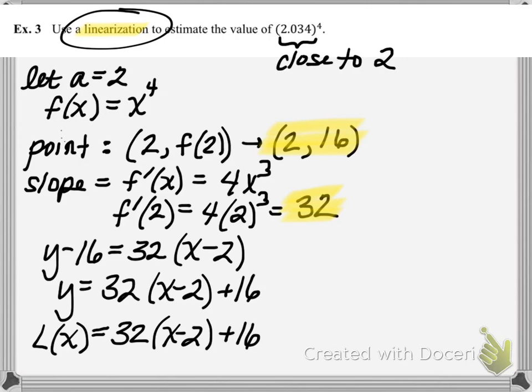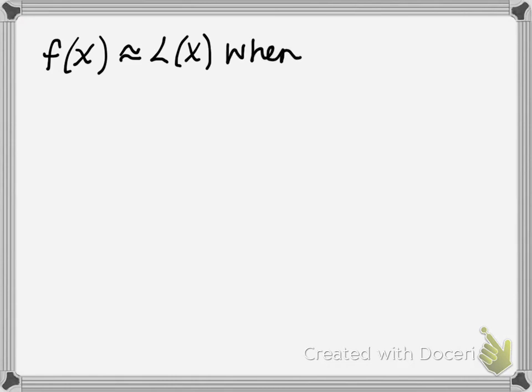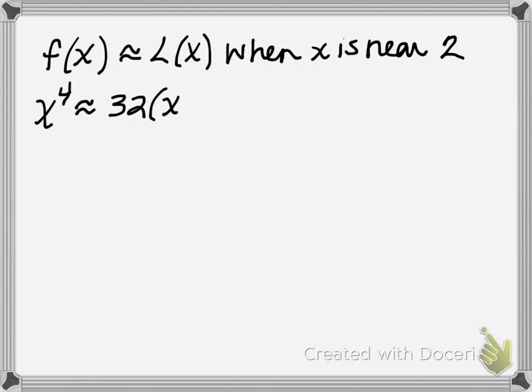Now we want to use the equation for this tangent line to estimate the value of 2.034. So remember, the whole idea with a linear approximation is that we're taking our complicated function f of x and estimating that function using the tangent line. In this case, we're estimating it using the tangent line when x is near 2. So our function, x to the fourth, gets estimated using the equation that we just wrote, 32 times x minus 2 plus 16, as long as x is near 2.